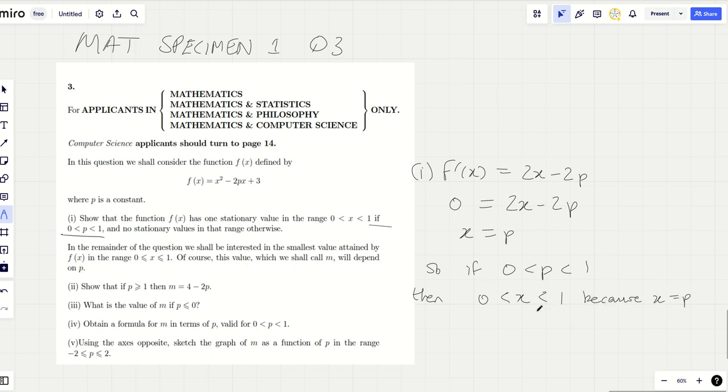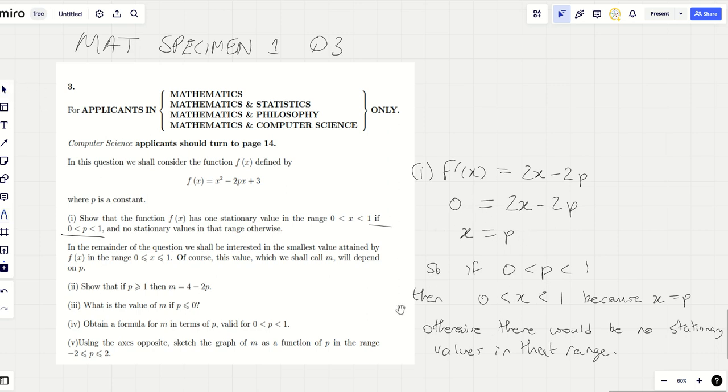Otherwise, there would be no stationary values in that range. I'm just going to say that because it's just obvious. It has to occur when x is p. So if p is between 0 and 1, x must be between 0 and 1.